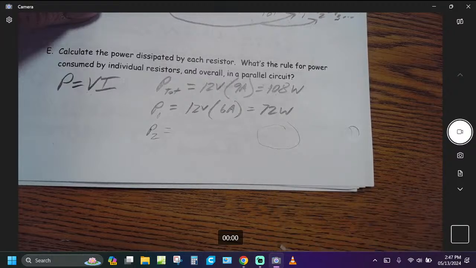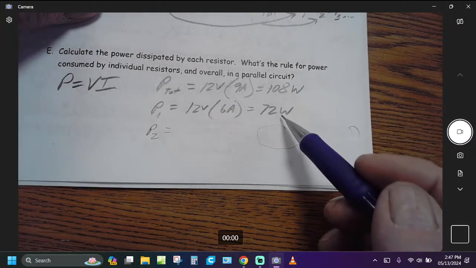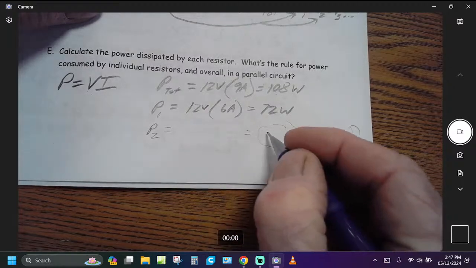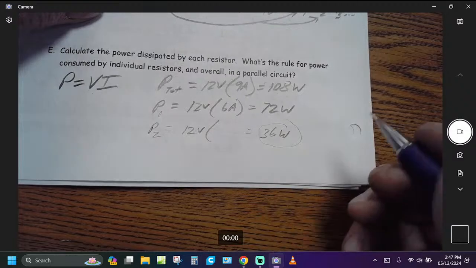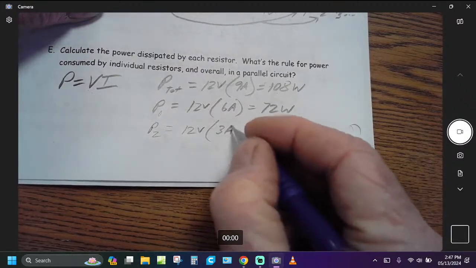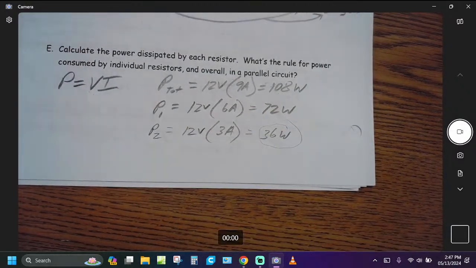So you could do this again for the second resistor, or you could figure out the wattage how? Yeah, 108 minus 72 is 36, and that's equal to 12 volts times 3 amps. So either way works. Done with that.